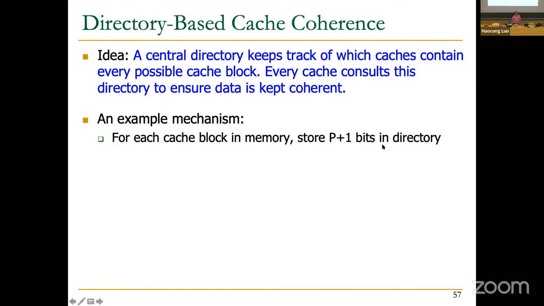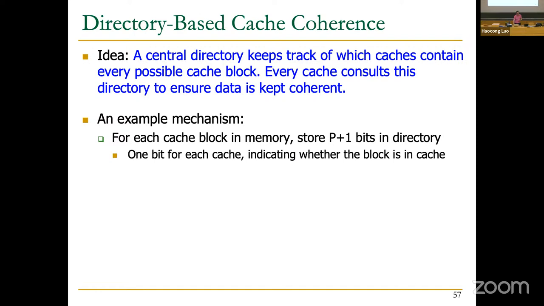Now, imagine doing a calculation of this. What is the size of the directory? P is the number of processors that you have in the system. If you have tens of terabytes of memory and cache blocks of 64 bytes, you divide 10 terabytes by 64 bytes and multiply by P plus one; that's the number of bits you have in the directory. That's actually a lot larger than your caches, in fact. Okay, but assume that you have it somehow.